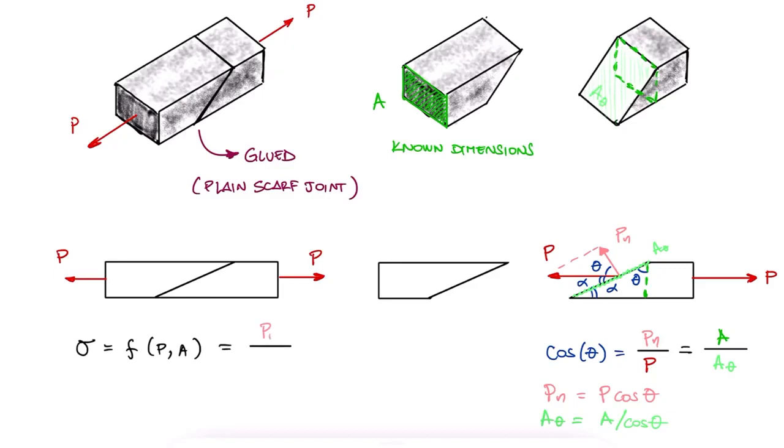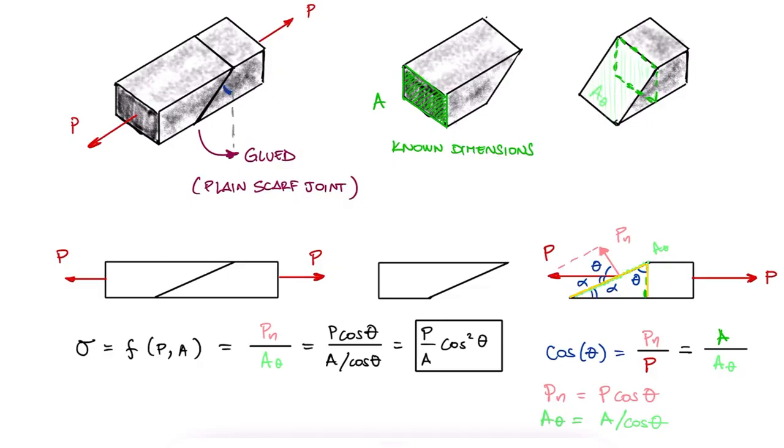This yields an expression for the normal stress on an oblique plane. And remember that this expression only works if the angle you know is that between the cross-section and the oblique plane, in this case theta. If the angle you have measured or have been given is that between the external plane of the member and the slanted plane, in this case alpha, then you would use sine instead of cosine.